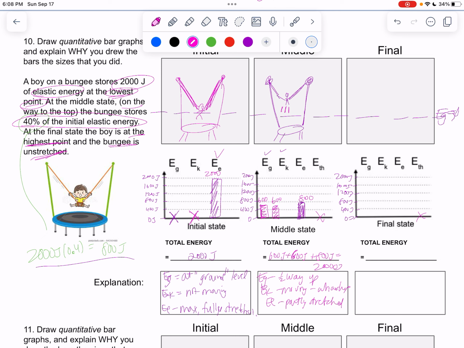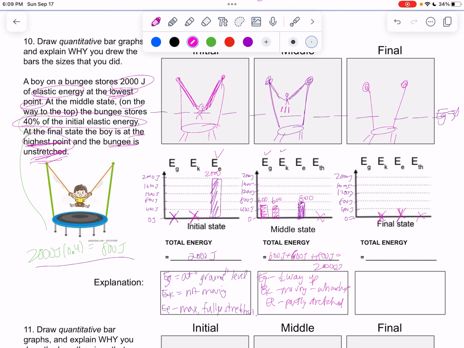All right, at the final state, the boy is at his highest point, and the bungee is unstretched. So that means there's no elastic. And remember, highest point kind of means something, right? At his highest point, he's not moving. Because if he were still moving, he wouldn't be at his highest point yet. So in order to be at the highest point, you have to be not moving anymore, okay?